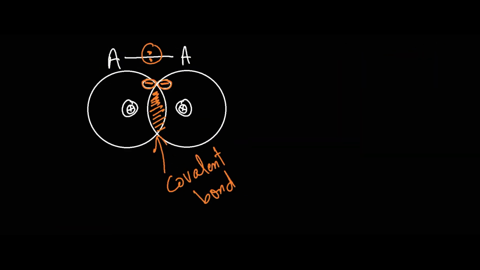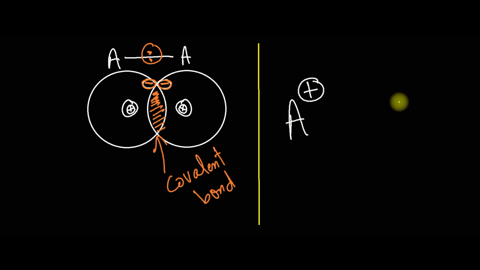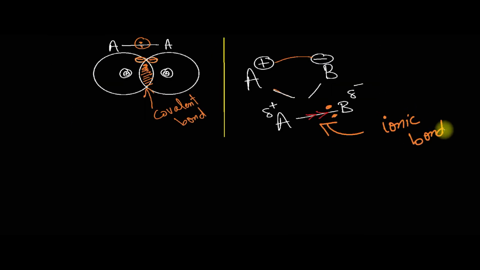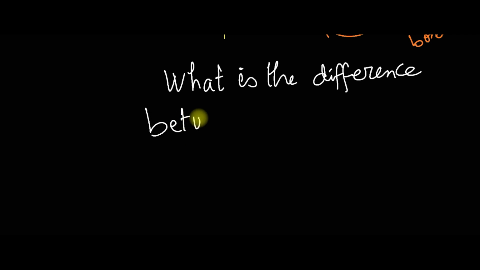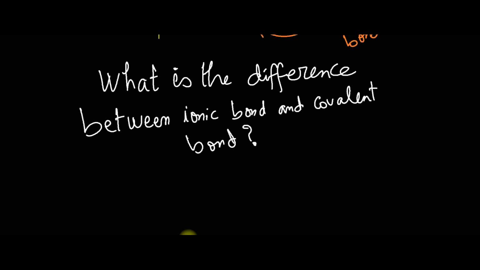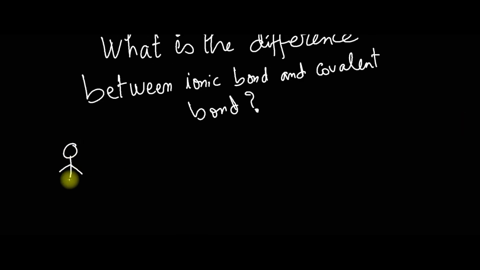On the other hand, imagine an atom that has an electron and another without it. Here I'm talking about a negatively charged atom and a positively charged atom. So what will happen is that the positive charge will be attracted to the negative one, and this is how an ionic bond is formed. So the question we will ask is, what is the difference between an ionic bond and a covalent bond? The simple answer is that a covalent bond is between two boys of equal strength.